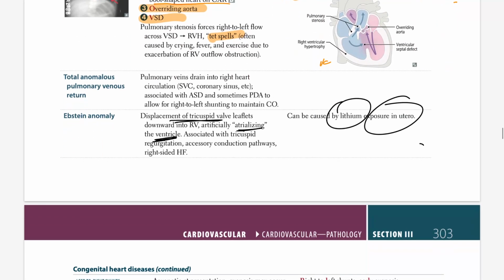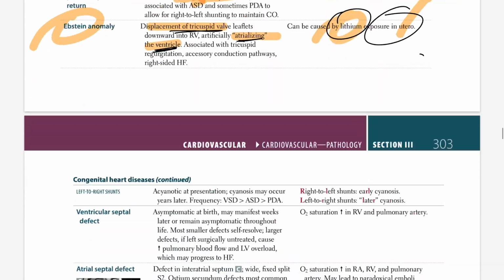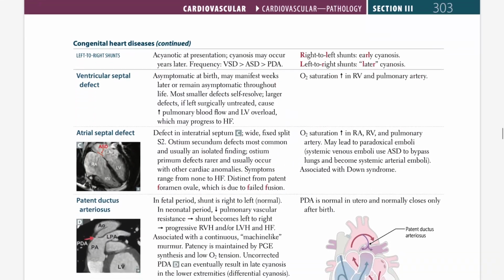Total anomalous pulmonary venous return: the four pulmonary veins are just coming back into the right heart circulation, meaning the SVC or coronary sinus, instead of going to the left atrium. Okay, and the last one, which is Ebstein anomaly. Ebstein is the displacement of the tricuspid valve causing atrialization of the ventricle, caused by lithium in utero. And that is all for right to left shunt in the congenital heart diseases.